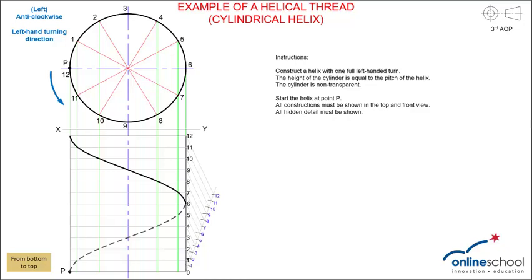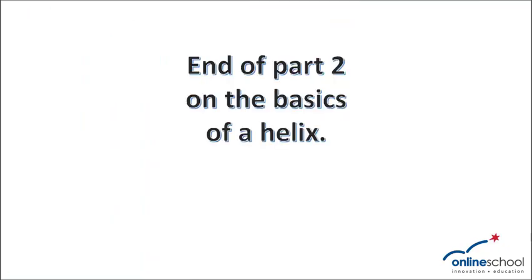We will make sure that we've done all of our constructions, so we go to our top view, make sure everything is labeled on the top view, that we've divided our circle into 12 segments, that we've projected our segments' vertical construction lines down to our front view, and that we have divided our front view into 12 equal segments, that we've labeled all of those segments. And that is the end of part 2 on the basics of a helix.